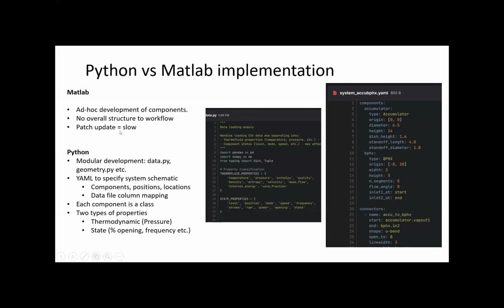So in Python, I actually decided to make a modular construction. The data is only read by the data analysis module. The geometry of the components is handled by another module and so on. And then a YAML file to specify everything about your cycle, so how many components, connectors, and so on. And this is kind of nice because you can sit down and create the system first and then put the data inside it.